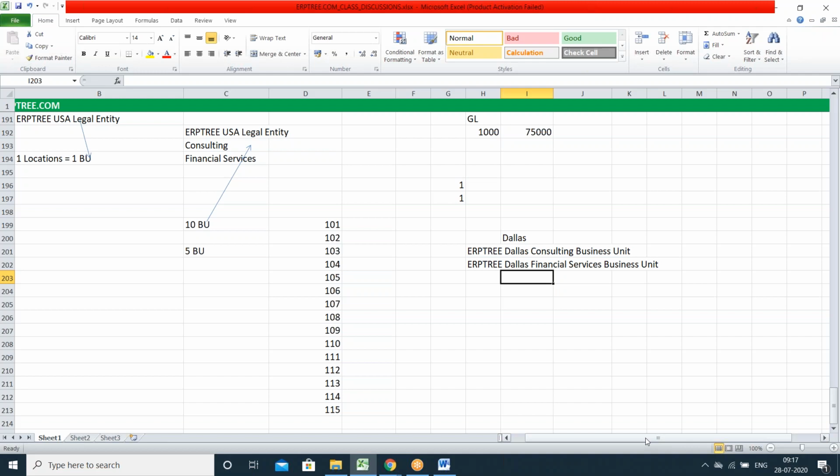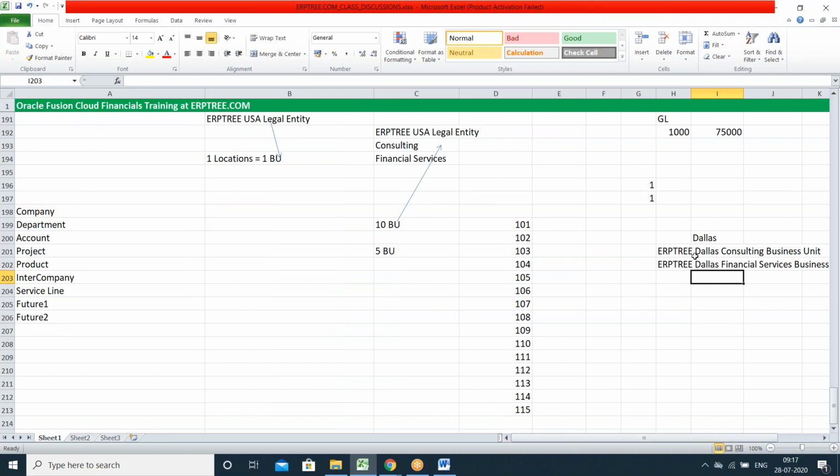Yep. So Lakshman, Sridhar here. In this case, I think we can go ahead with an additional segment which says line of business, to capture if it's consulting or financial services, right? Do we really need to create two business units in this case?